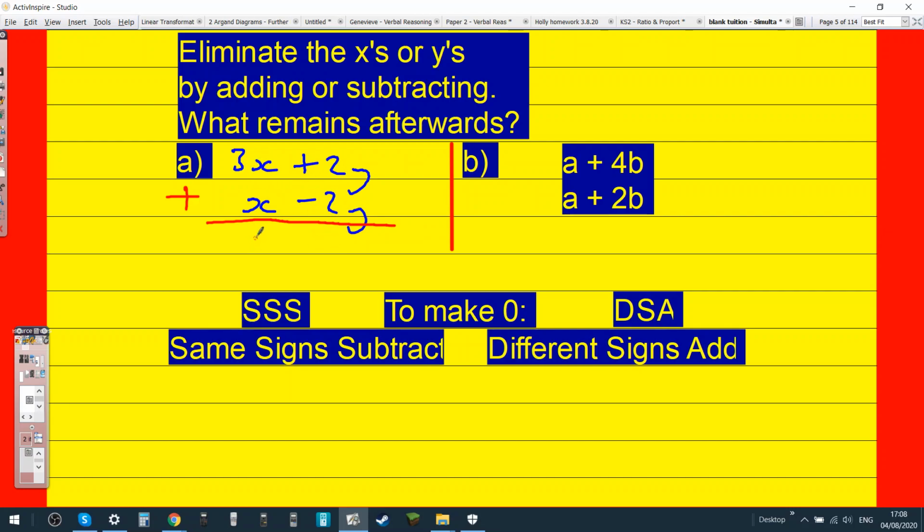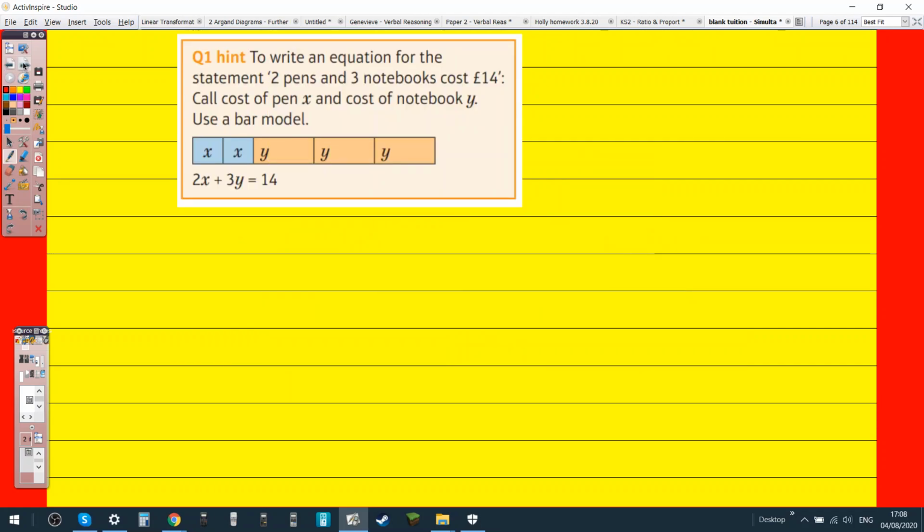What about the x's? Is add, so 4x. That's it. 4x. How about this one over here? How do we eliminate the a's? You take away? Yeah. And so what are you left with? 2b. Well done. 2b. That's great.